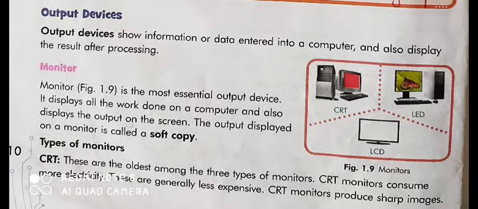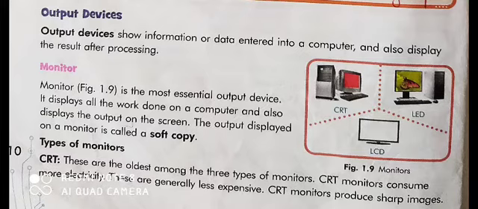Next is monitor. Monitor is the most essential output device. It displays all the work done. Whatever the work we are doing on a computer is displayed by the monitor. Whatever the output displayed on a monitor is known as soft copy. We have some types of monitors.